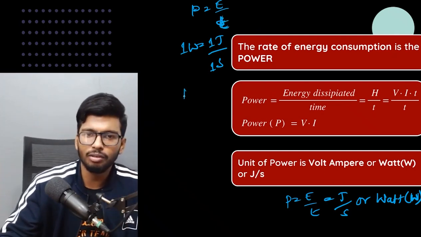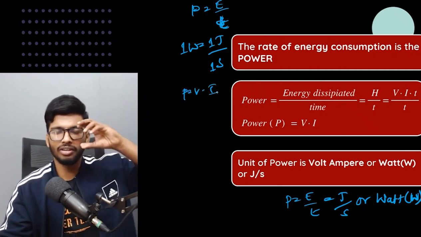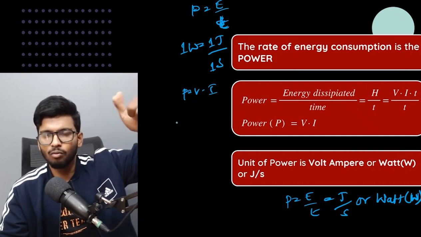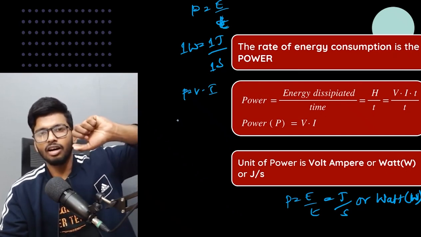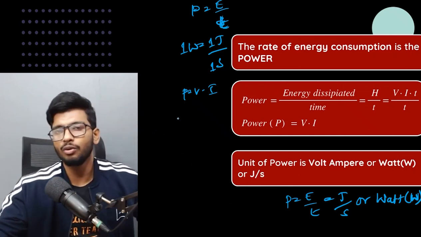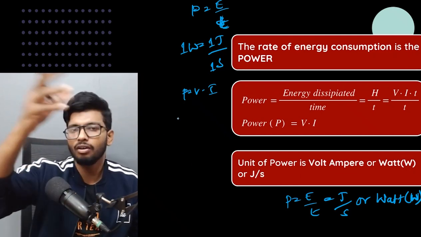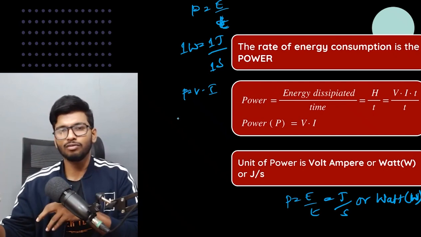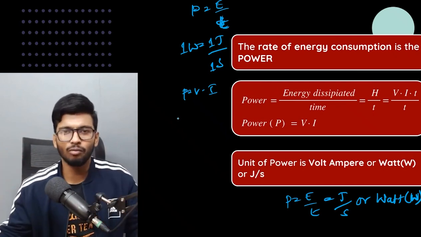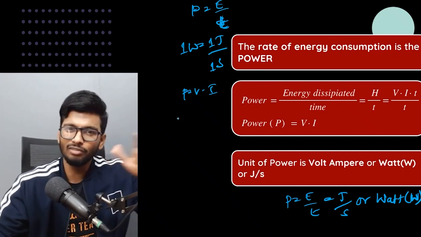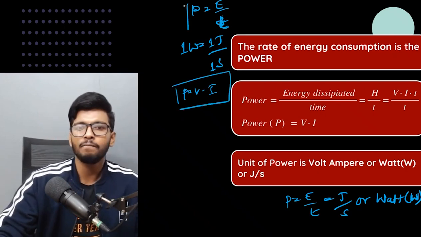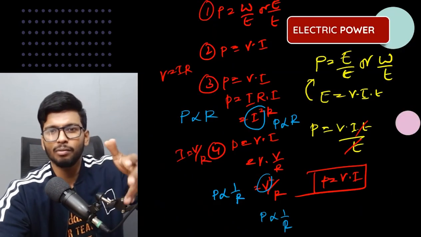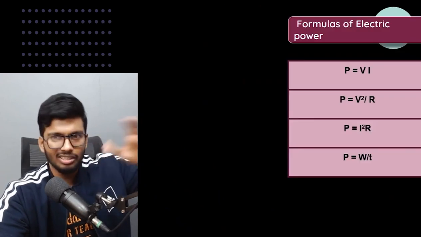Or you can also define it as, we know that power is also equal to V into I. So electric power is said to be 1 watt when a potential difference of 1 volt is applied to move 1 ampere of charge. Or you can say that when a current of 1 ampere is flowing through a circuit when a potential difference of 1 volt is applied, that is what is called 1 watt. So you can either define it as P is equal to V into I, or as P is equal to E by T. It's totally up to you, whichever you feel is easier. So P is equal to W by T or E by T, and P is equal to V into I.